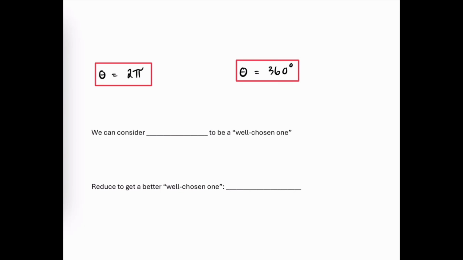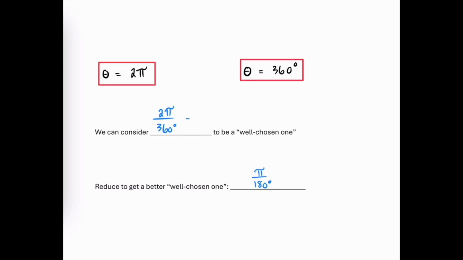So because these two angles are equal to each other, we can consider the angle 2 pi radians in ratio to the angle of 360 degrees to be a well-chosen one. Since these angles have the same measure, their ratio is equal to 1. We could then simplify this ratio by canceling out the common factor of 2 to reduce this fraction and get pi divided by 180, which is another version of this well-chosen one, and one that's used far more often.